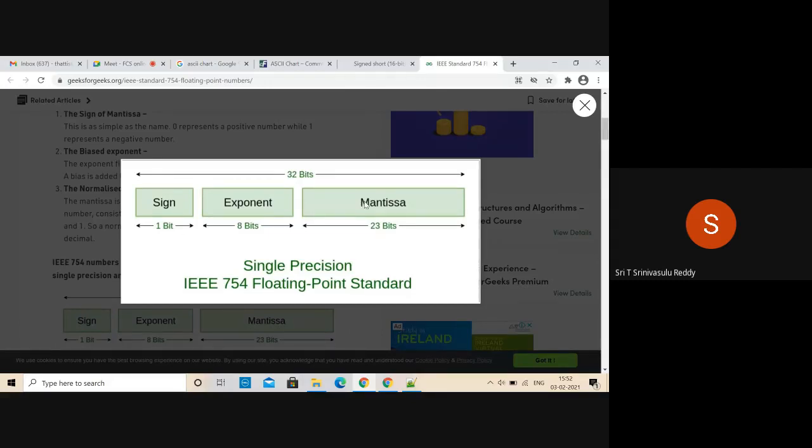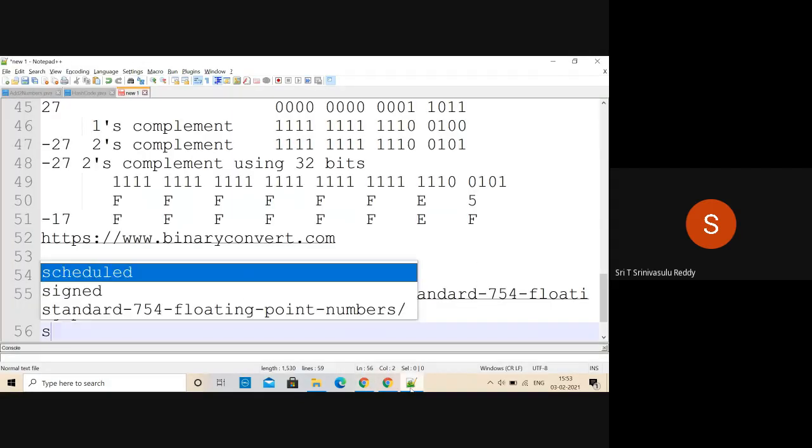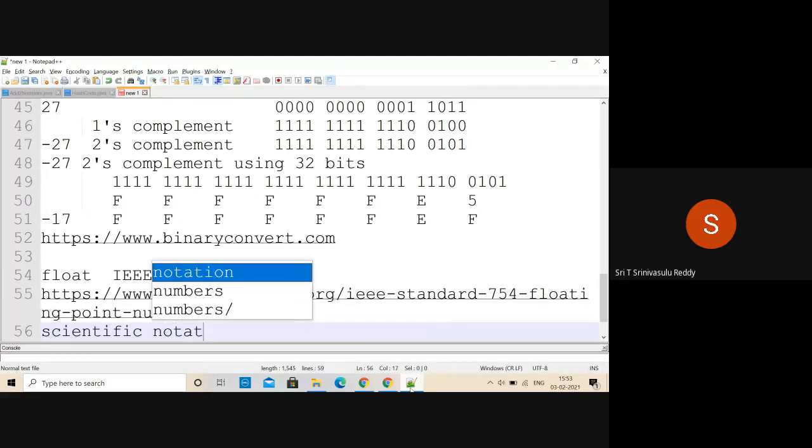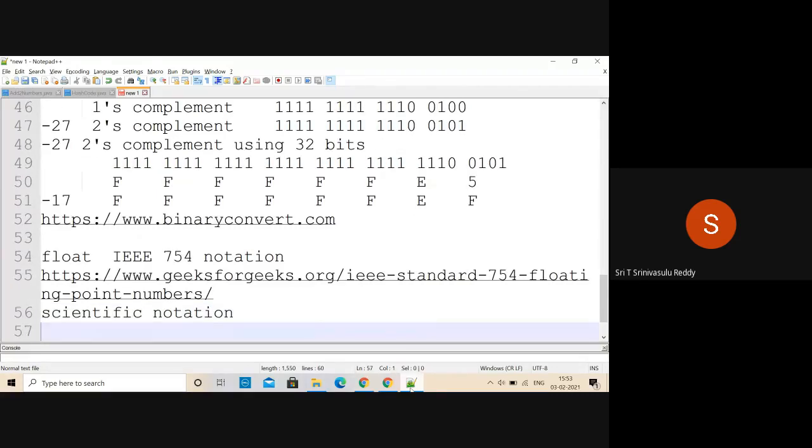Mantissa relates to the scientific notation, which all of you remember. Even in decimal format, there is something called scientific notation. Let us say 15.6. Scientific notation can be represented in different ways. What do you mean by this?